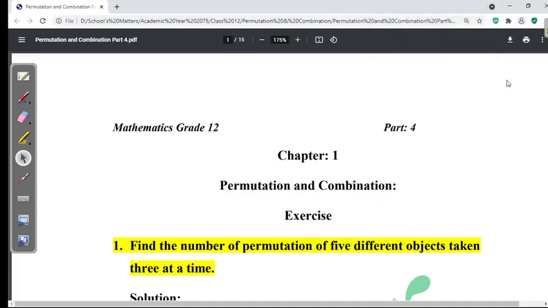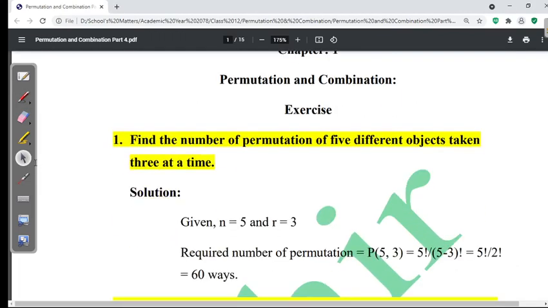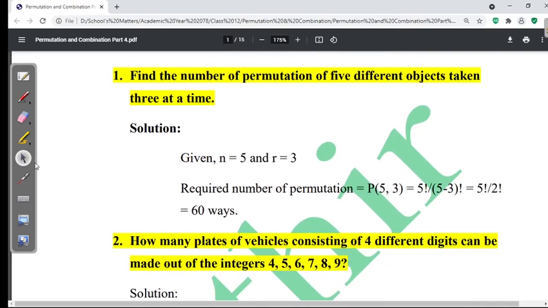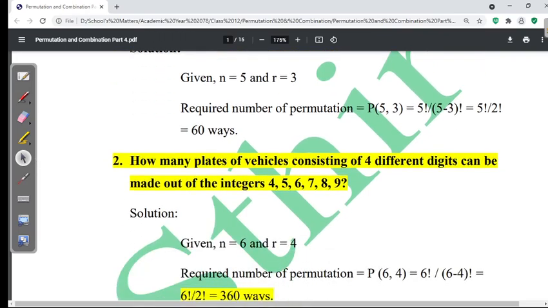Okay, dear students, from the beginning we will discuss the problems of permutation today. Firstly, the first question is: find the number of permutations of 5 different objects taken 3 at a time. It is a very simple question. That is, n equals 5, r is 3. The required number of permutations is P(5,3), or 5 factorial by (5 minus 3) factorial, that is 60 ways.